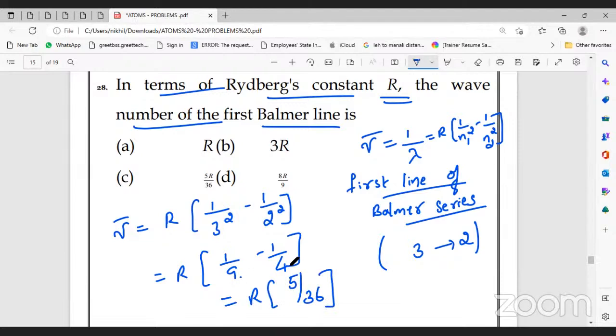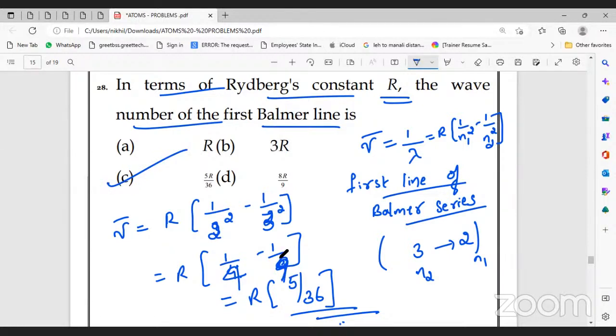If I take the LCM for 9 and 4, it is 36. Then it will become 1 by 9 minus 1 by 4, that is 4 minus 9, that is minus 5 by 36. Only the reverse we have done it. So N1 is the lowest number. If I say this is N2 and this is N1, then it will be 2 squared and 3 squared, 4 and 9. But this will be the same. It is 5R by 36. So option C is the right answer.